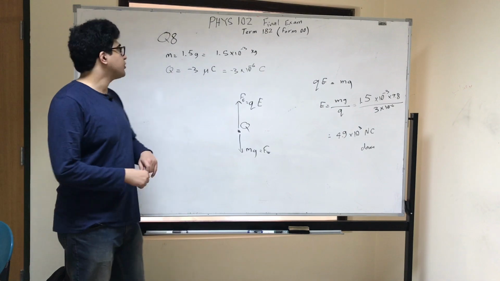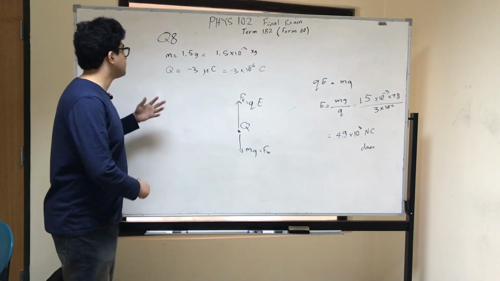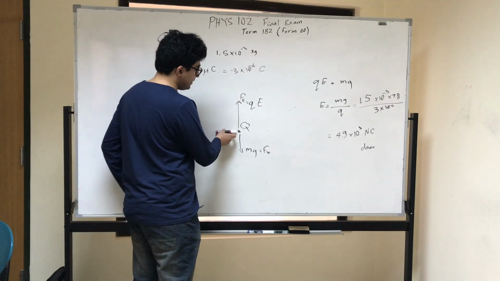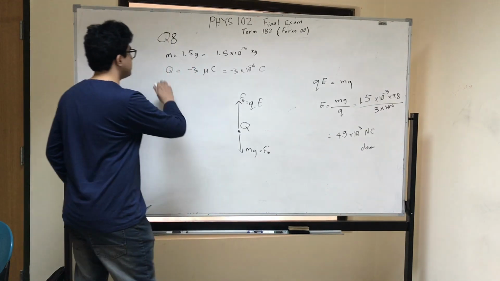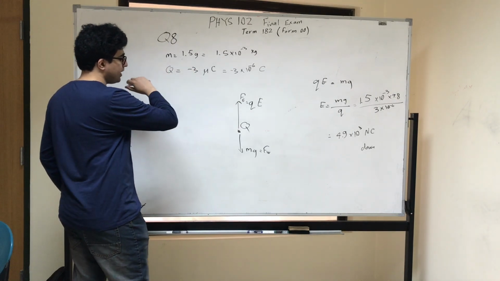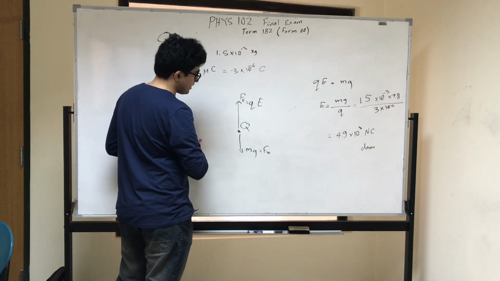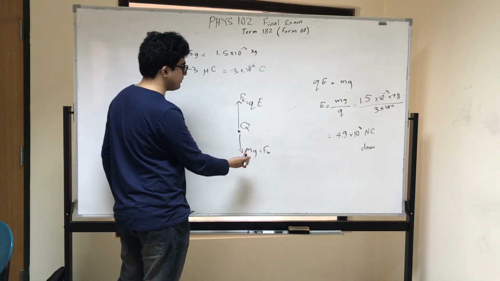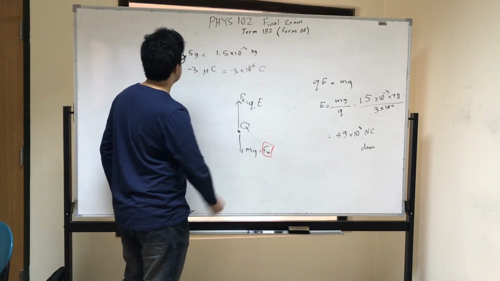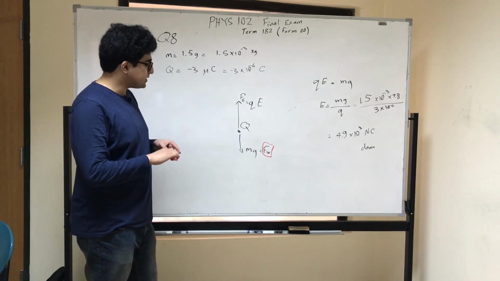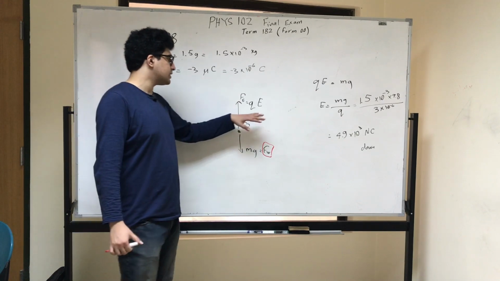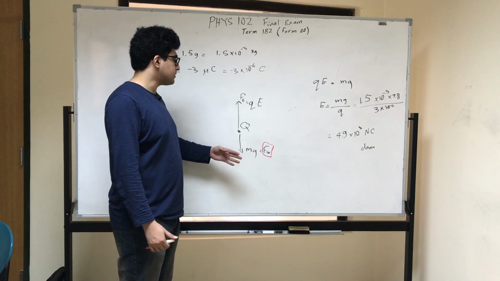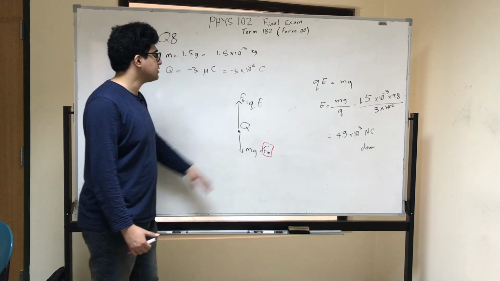All right, guys, so for question number 8, it says that we have some sort of charged particle. And this charged particle has a mass of 1.5 grams, and so it has some weight. If you multiply the mass by the acceleration of gravity, you'll get the force of the weight. And the question is asking us, what is the electric field that we should apply on this charge in order to counterbalance the weight of the charge?